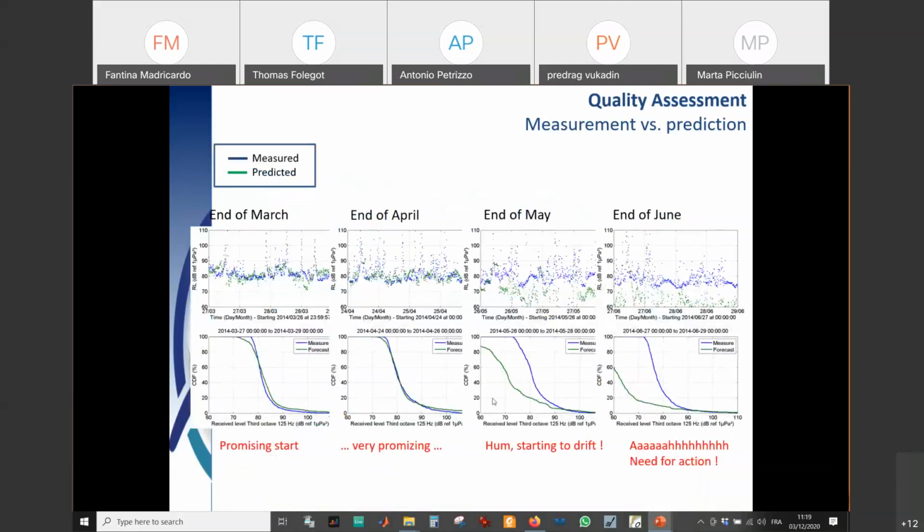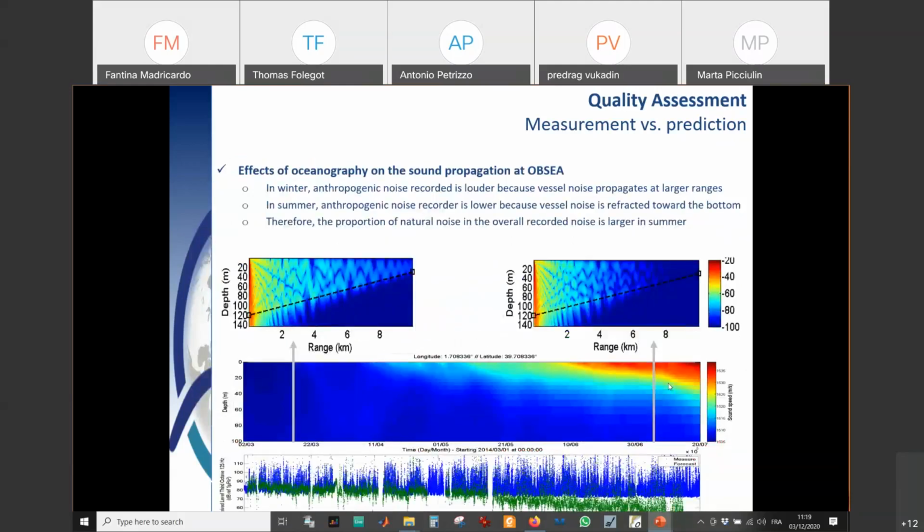So what is happening is that because of the thermocline here, the propagation of the sound is changing. Because of that thermocline, the interaction with the bottom is more important in summer than in winter, because in winter it's isovelocity. The sound goes fairly straight, whereas in summer the sound is curved toward the bottom. So you have much more reflections on the bottom. The sound is reflected much more by the bottom than in winter.